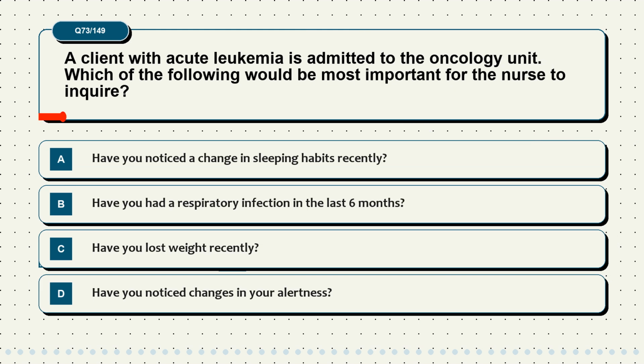Question 73. A client with acute leukemia is admitted to the oncology unit. Which of the following would be most important for the nurse to inquire? Here are the options. Option A. Have you noticed a change in sleeping habits recently? Option B. Have you had a respiratory infection in the last 6 months? Option C. Have you lost weight recently? Option D. Have you noticed changes in your alertness?